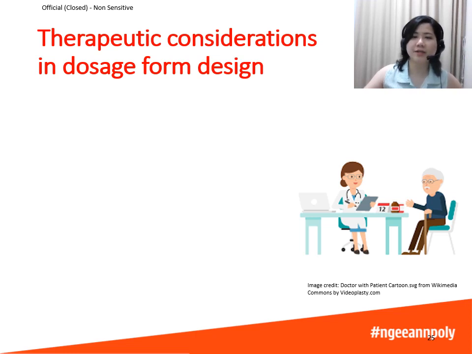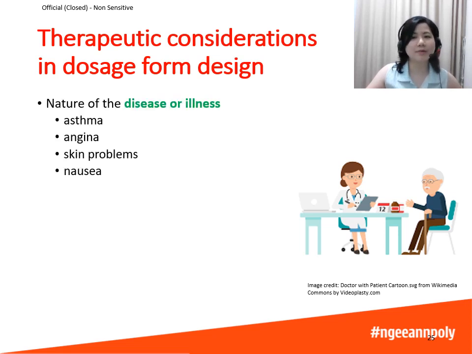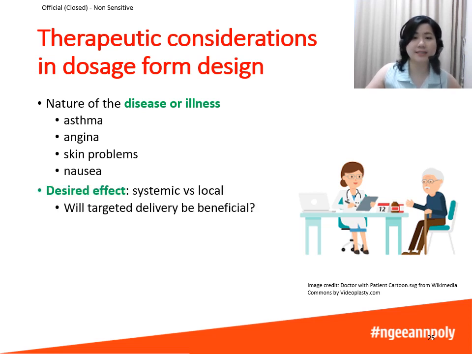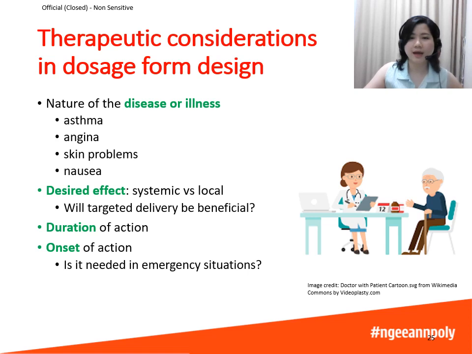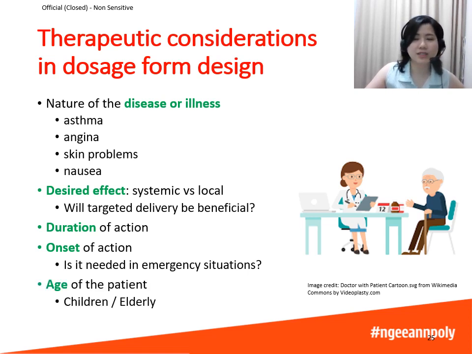Finally, therapeutic considerations related to the type of disease or patients should also be considered in drug formulation. What type of disease or illness is it? Would it require systemic or local delivery of the drug? How long do we need the drug to work for? How quickly must the drug take effect? And is the dosage form appropriate for the patient? For example, children may not be able to swallow tablets.